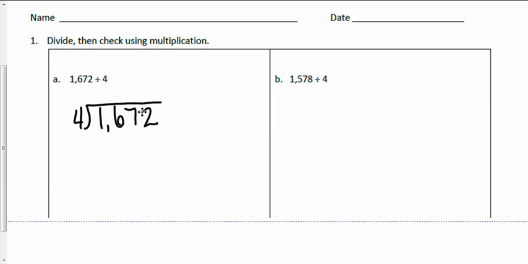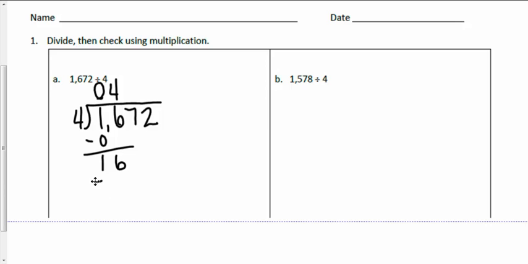1,672 divided by 4. Now, when I try to take 1,000 and divide it by 4, I get 0. I cannot put 1 into 4 groups. So if I subtract 0, I'm going to have 1,000 left over, and I'm going to add that to the 600s. Now I'm going to take 1,600s and divide that by 4. That's going to put 4 in each group.